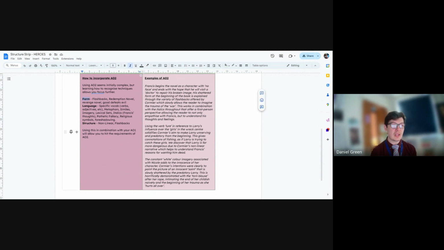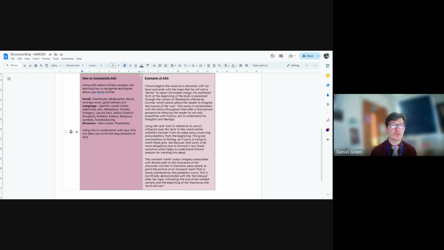So the three areas they recommend in the WJEC mark scheme are form, language, and structure. So I've broken my techniques down into those elements. If you mention things like flashback, the redemption novel, the revenge novel, good defeats evil, those are form. That's the form the book has taken, okay? The form that writers chose to convey those ideas through. Language: things like specific vocabulary, like verbs, adjectives, etc., metaphors, similes, imagery, lexical set, italics, which are Francis' thoughts in the book, pathetic fallacy, religious symbols, foreshadowing. All of these elements link very well to the characters, but also AO2.